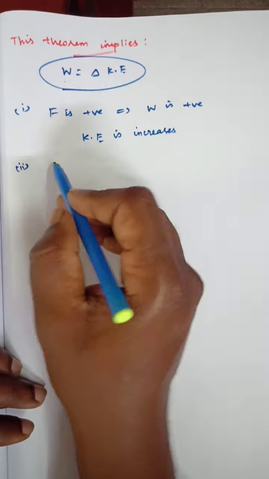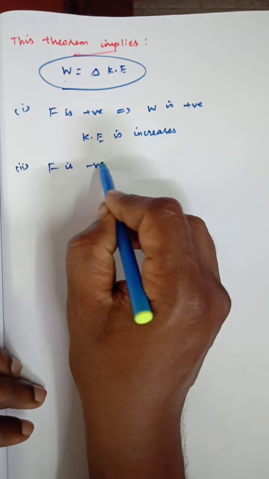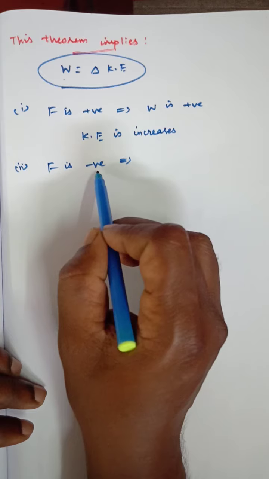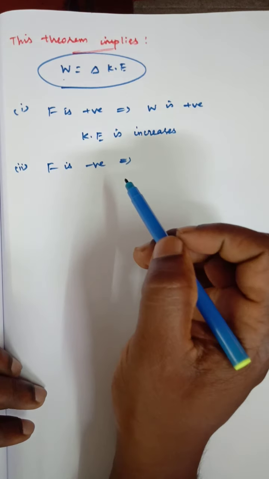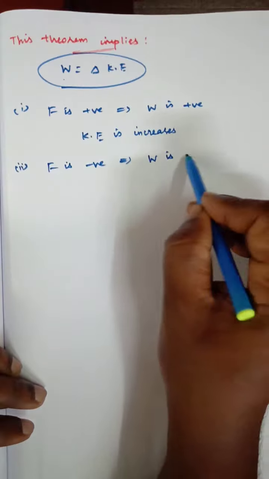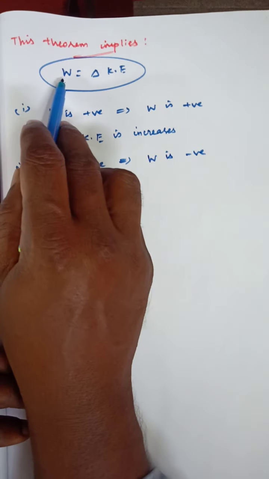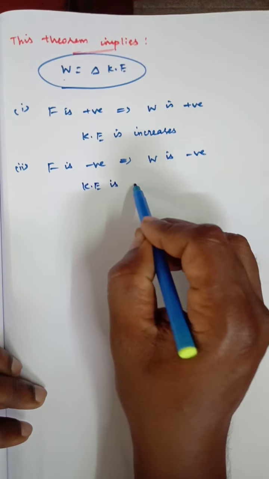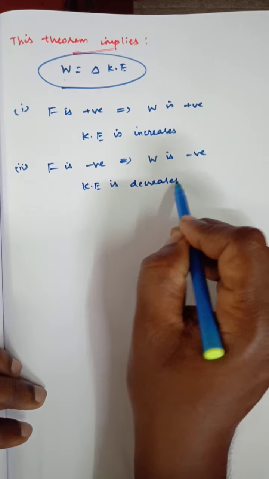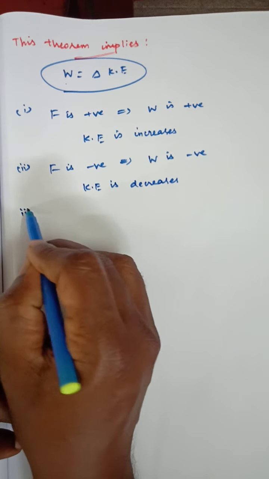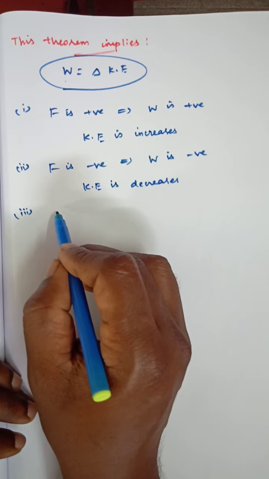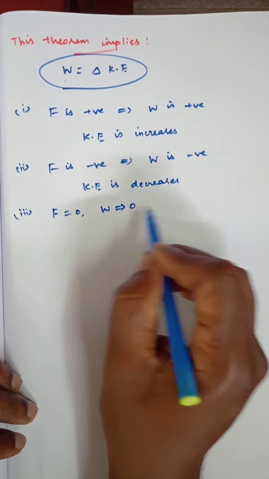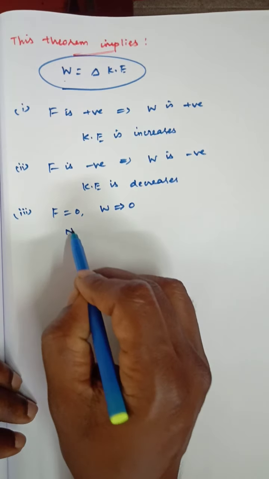Second implication: if F is negative, which leads to W also being negative. If W is negative, what does it mean? Kinetic energy will decrease. Clear? And third thing, if there is no force acting on the object, which means F is equal to 0, then W becomes 0. Which means no change in kinetic energy.